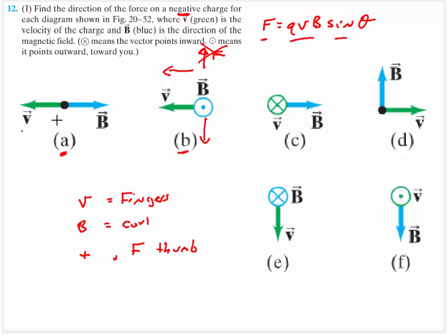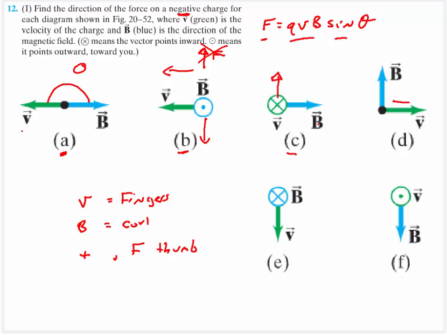For A, there's no real way to do it. Turns out that if you look at this, the angle between these is 180 degrees. Sine of 180 degrees, big fat 0. Now for part C, you've got your fingers and you're sticking them into the screen, and you're going to curl that into the magnetic field. Your thumb should be pointing down, so this is a negative charge, going to be in the opposite direction.